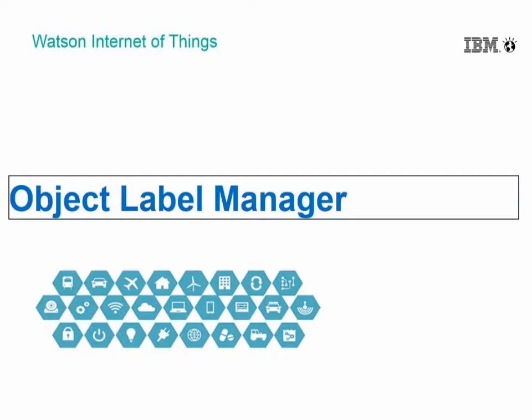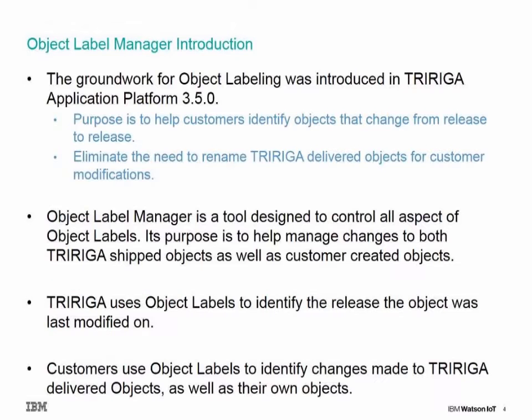So, Object Label Manager. The groundwork for object labeling was introduced in Application Platform 3.5.0. The purpose of object labels is to help customers identify objects that change from release to release by putting identifiers on all objects detailing what TRIRIGA release they were last modified on and if they have been modified by the customer. The goal is to eliminate the need to rename TRIRIGA delivered objects if a customer needs to modify them.